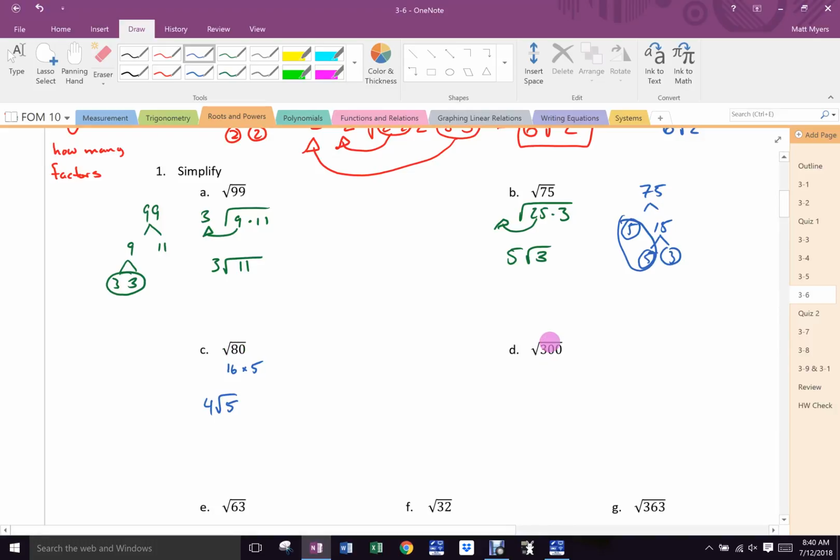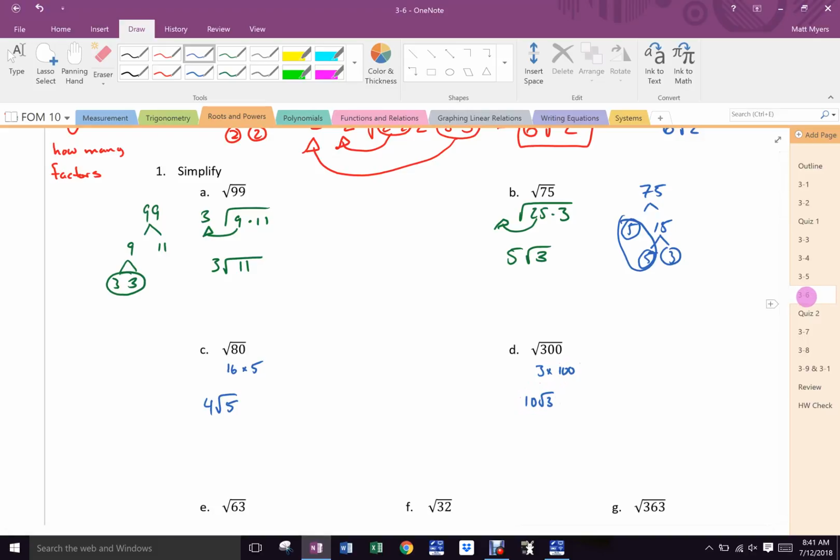Anyways, back to math. Now, here's where you can start thinking for yourself. 300 is just 3 times 100, right? So what's the square root of 100? 10. So what's this? 10 root 3. See how fast you can do these?